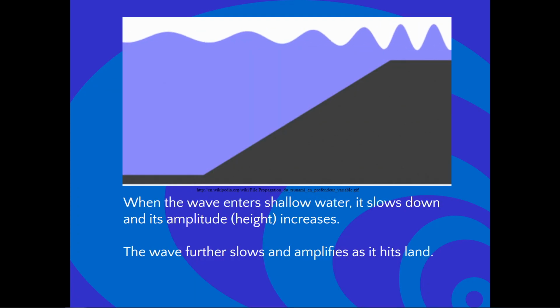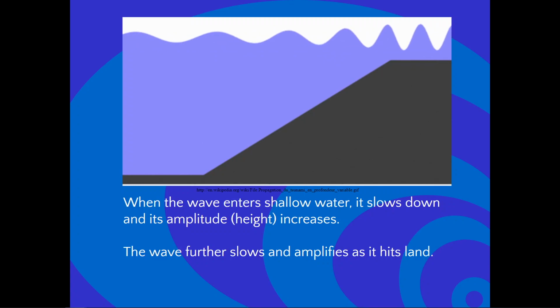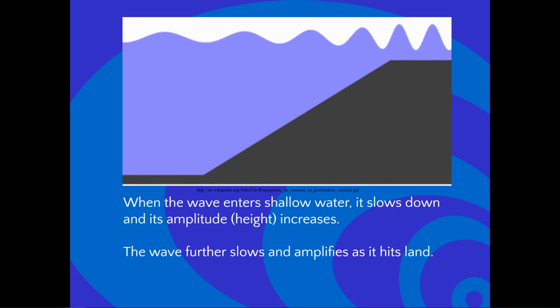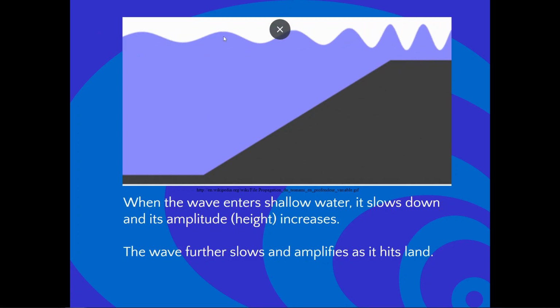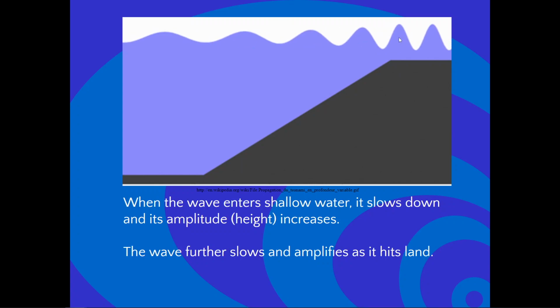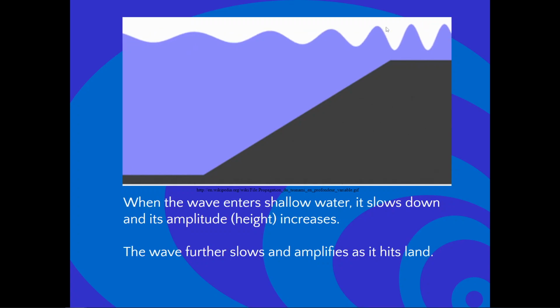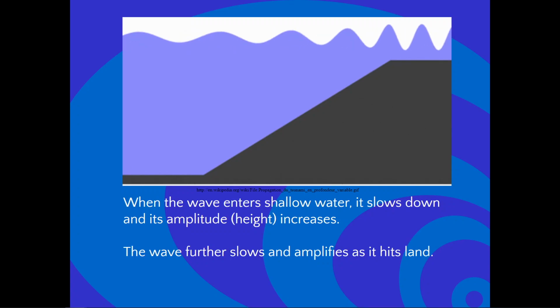All right, so this is just an animation showing what happens to the wave as it enters shallow water. So if you look at the animation there at the top, when the wave enters shallow water, it slows down and its amplitude increases. The wave further slows and amplifies as it hits land. So notice how the wavelength is very spread out, but as it gets closer to the land and the land gets shallow, it amplifies. Notice how the wavelength gets less in between the waves at this point.